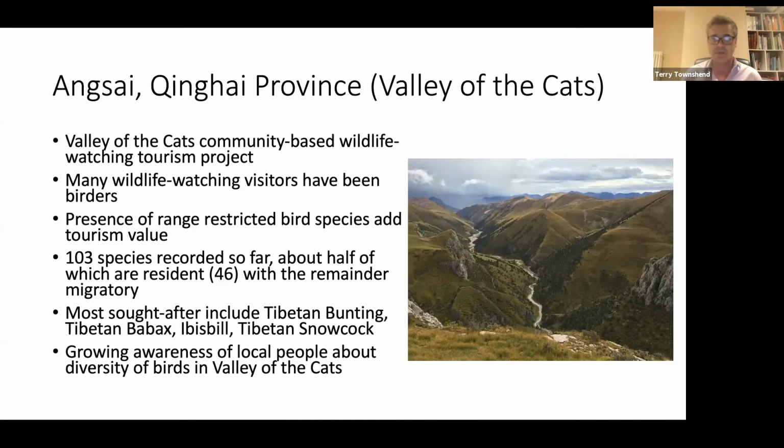46 are resident species, and the remainder are migratory. And the area includes some of the birds that John spoke about: Tibetan bunting, Tibetan babax, ibisbill is always a favorite, Tibetan snowcock. These are difficult birds to see worldwide, and so much sought after by birders. And through birders visiting, this has also increased knowledge among the local people about the birds, the diversity of birds that are in this habitat, that share the habitat with these predators.